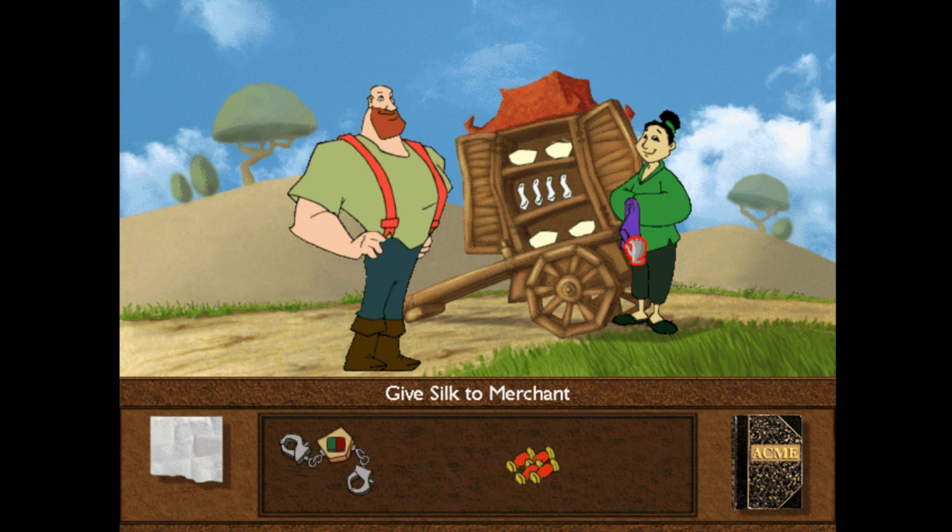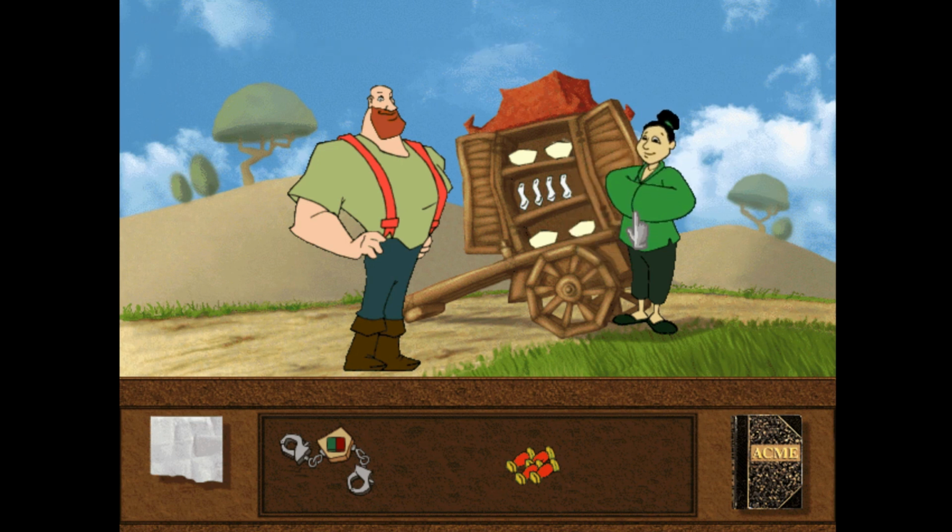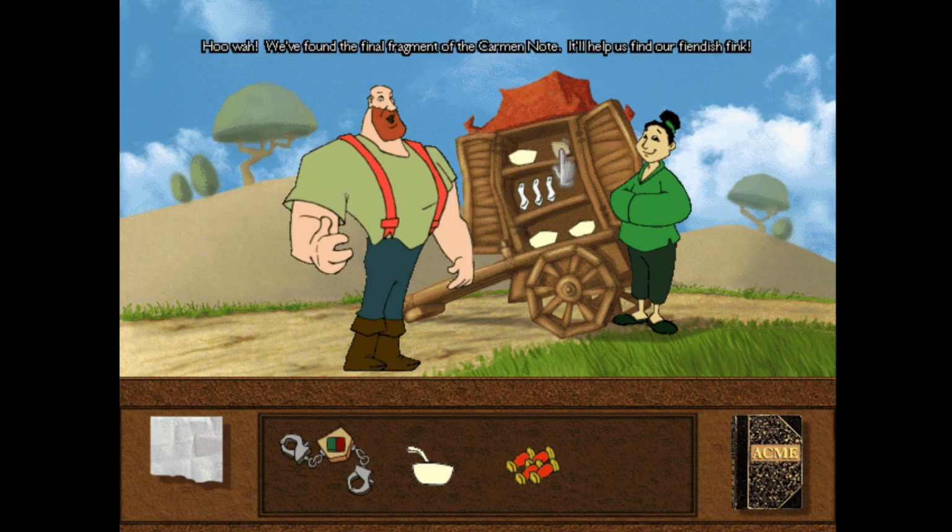First, we have to trade the silk to the merchant. What fine silk! In return, for a new porcelain bowl and spoon. And to prove my generosity, I'll add the spoon for free. And we'll trade that with the silk weaver for her bowl and spoon. Because it's a bowl with the spinning spoon, and just like Rock said when I clicked on it earlier, it can act as a compass, which is just what we need.